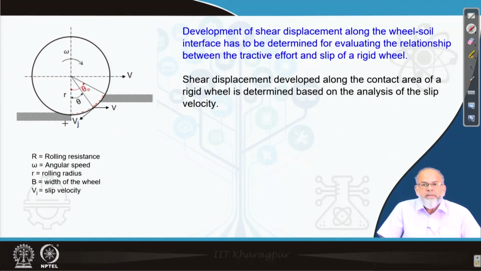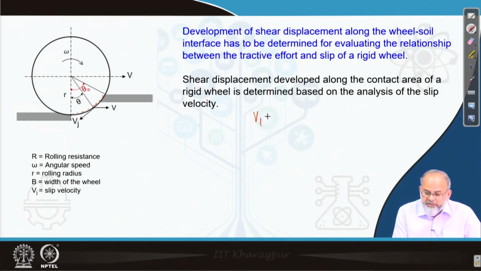The shear displacement developed along the contact area of a rigid wheel will be decided based on the analysis of slip velocity. When I say slip velocity, that means the difference between theoretical speed and actual speed. Both must be in the same plane, then only you can find the difference, and that is denoted as Vj.